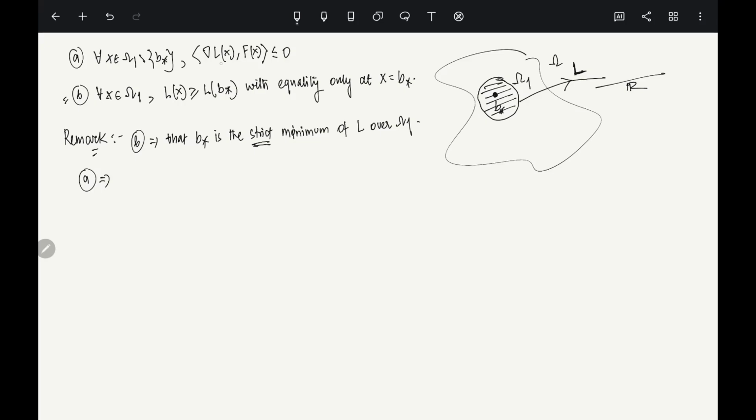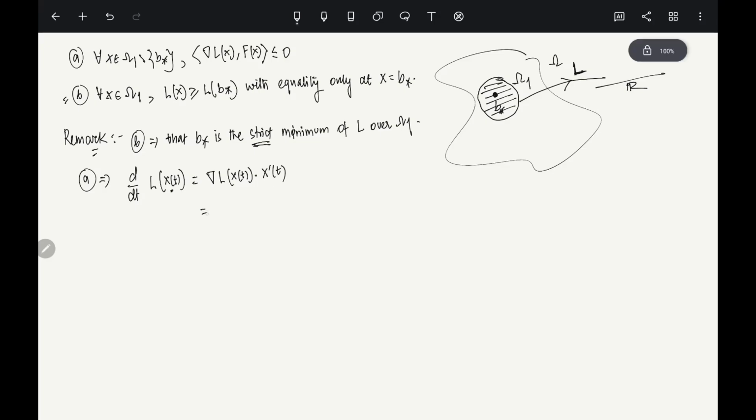It says that the gradient of L acting at f, the dot product of that, has to be less than or equal to 0. What does it mean? Let's look at d/dt of L of x(t). See, x(t) is somewhere in omega 1. So I am defining L of x(t) and taking the derivative. L is C1, so if I take the derivative by chain rule, that will be gradient L acting at x of t, and then by chain rule, the derivative of this thing, which is x prime of t.